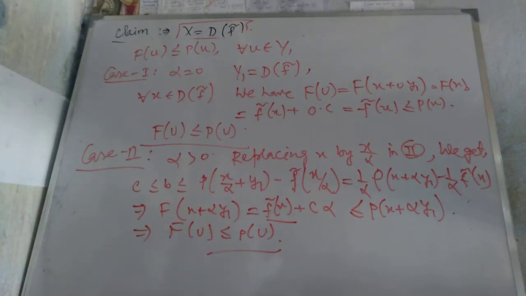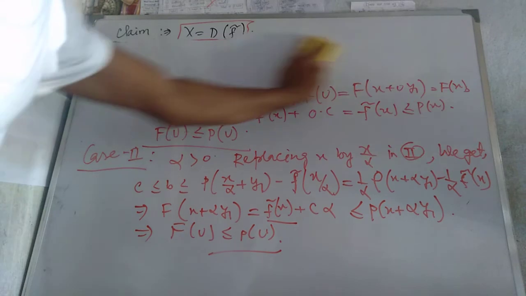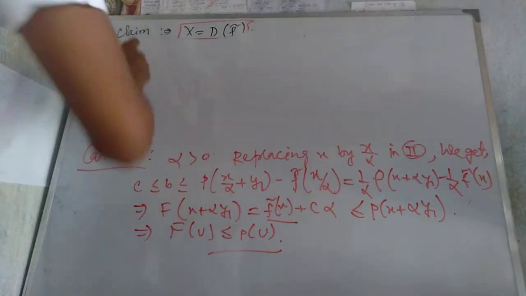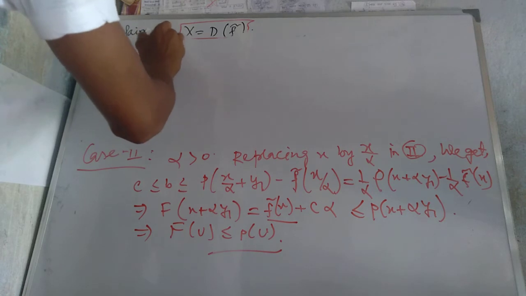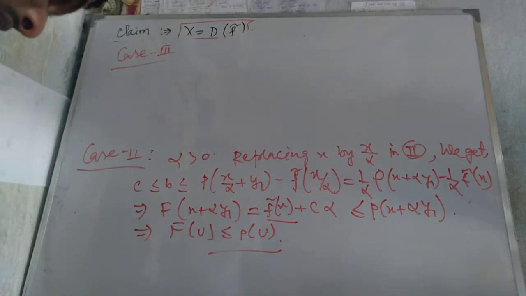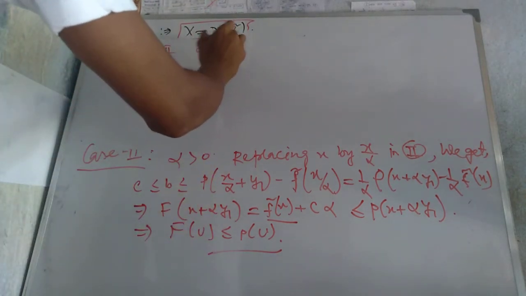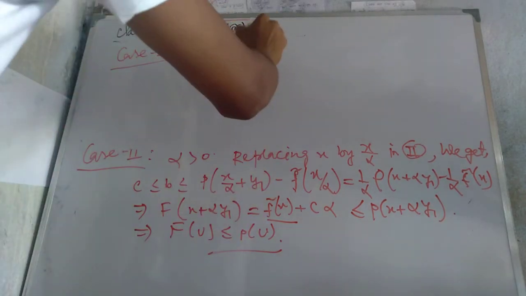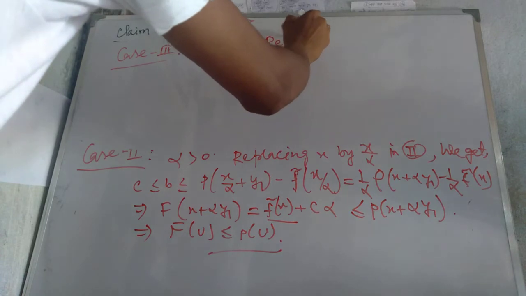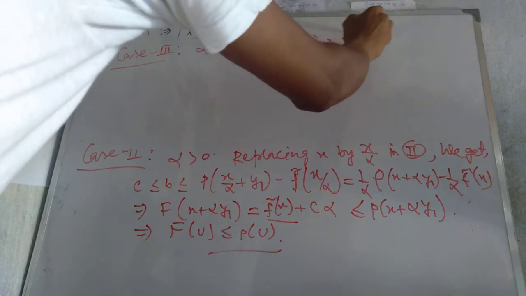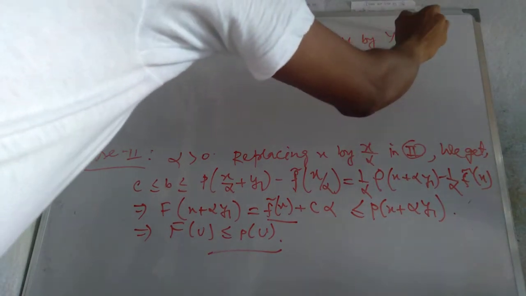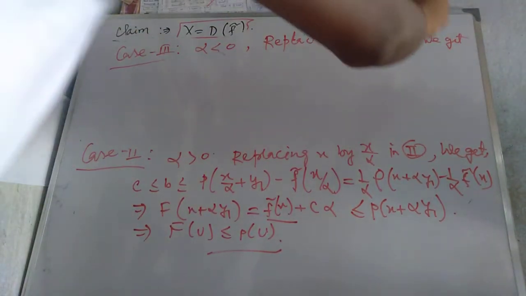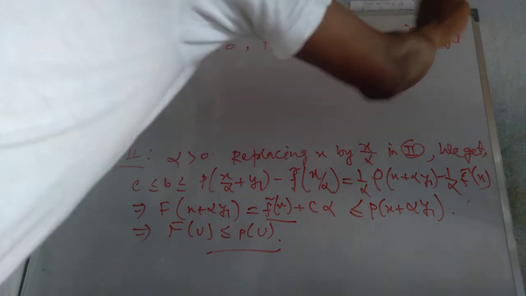Next we proceed further, to case 3. Now going to case 3, then what we find? Let alpha < 0, then what we find? We also replace y by alpha; replacing y by alpha in (1), we get what?